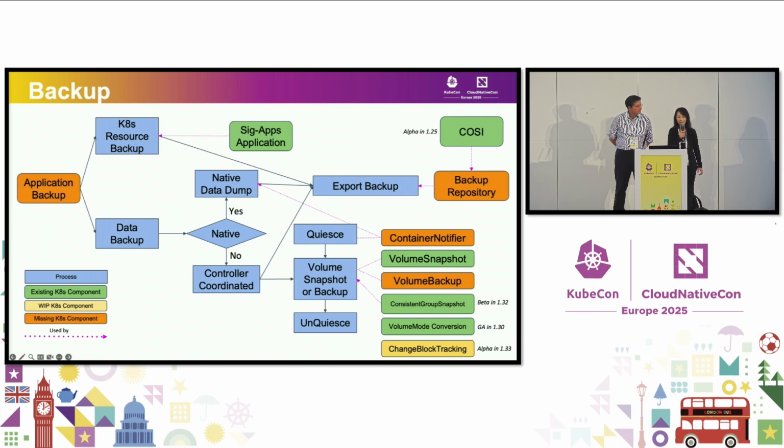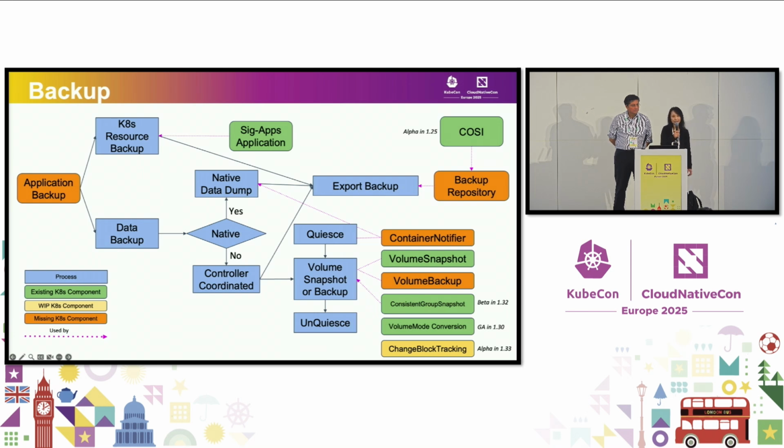To back up an application in Kubernetes, we need to back up two pieces of data. We need to back up the Kubernetes metadata, and we also need to back up the data stored in persistent volumes. To back up data in the persistent volumes, there are two ways. We can either do a native data dump, such as MySQL dump, or we can back it up using the controller coordinated approach, where a volume snapshot is taken.